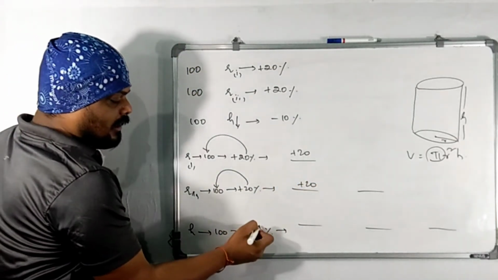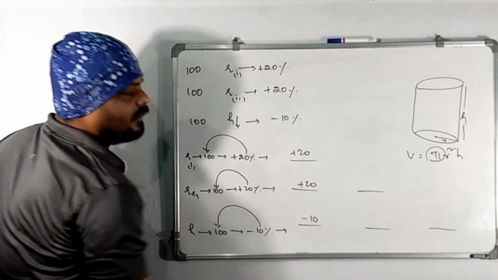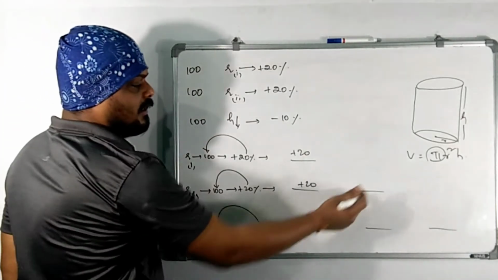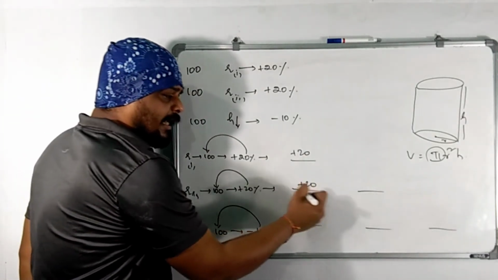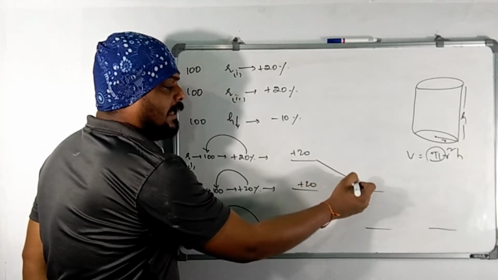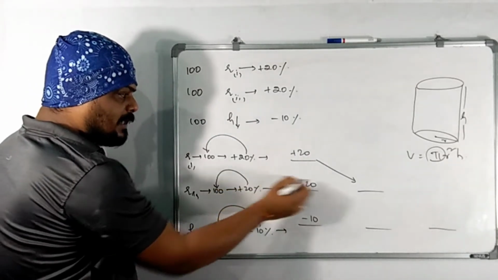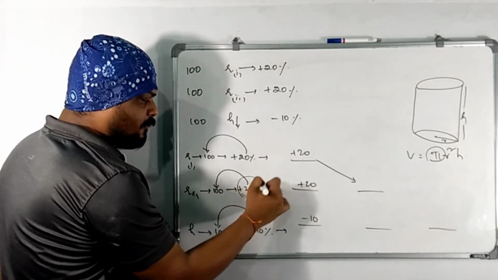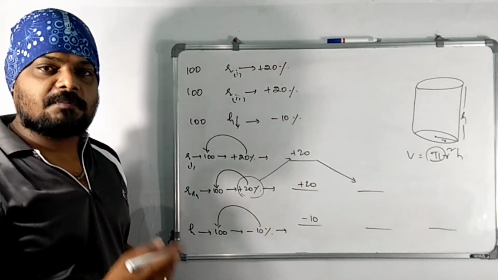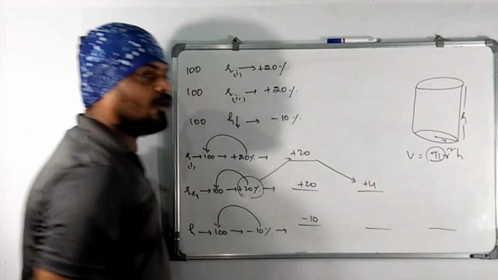And later in the third condition it is decreasing upon the first value, so it will be decreased by 10 units. Later, the increase or decrease will be upon the increased or decreased value of the first condition. So how much is it increasing by? It is increasing by 20%. So 20% upon 20 units is what? It is 4 units plus 4 units.